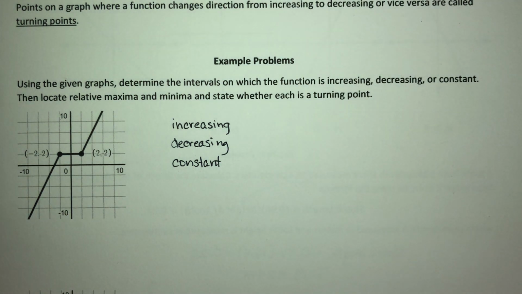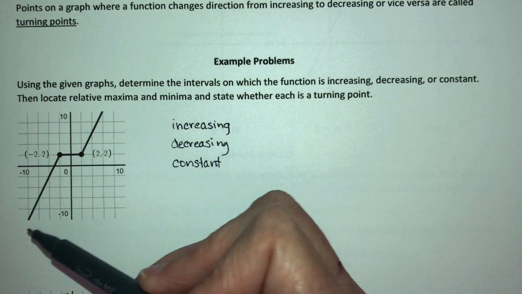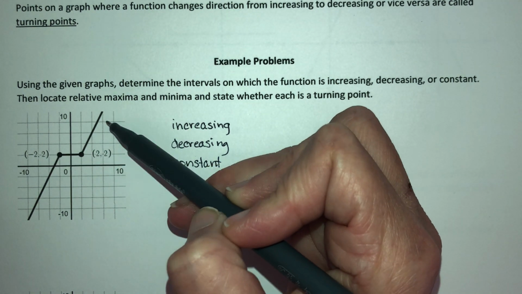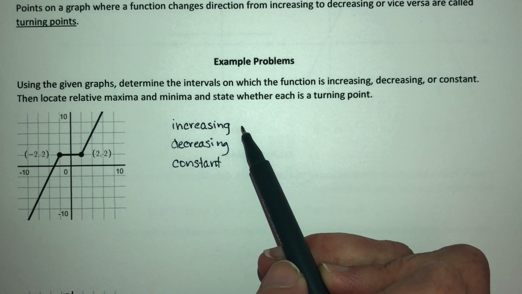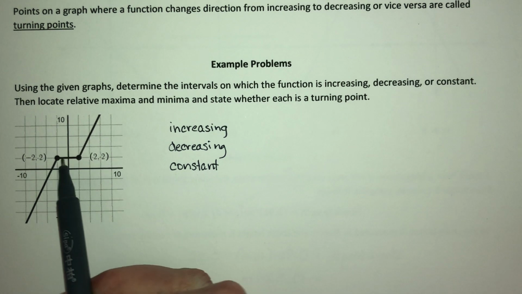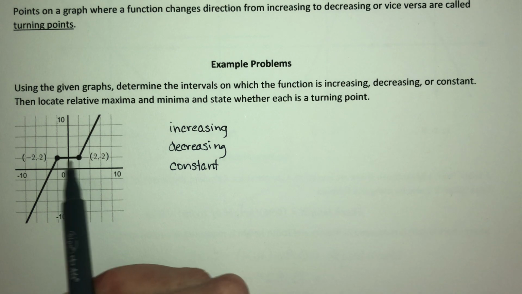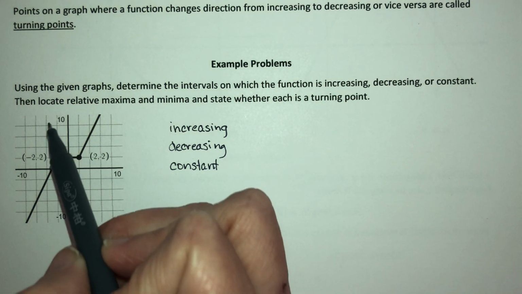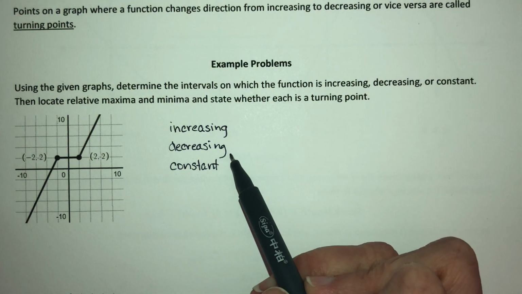Okay, so where is that happening? If I'm just going to point to the picture, my graph is going up here, and it's going up right here. So those are the areas where it's increasing. We're always looking from left to right when we are determining this. My graph is flat right here, so that is where it's constant. And my graph never goes down, so it is never decreasing.